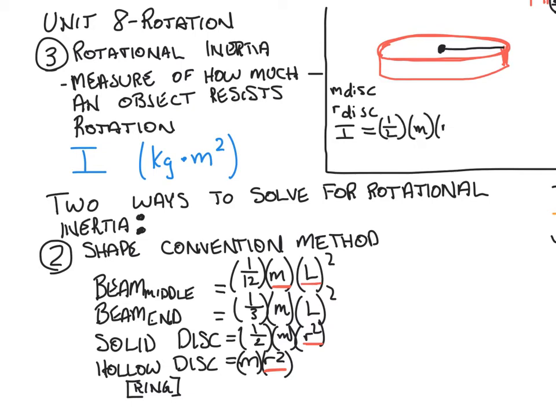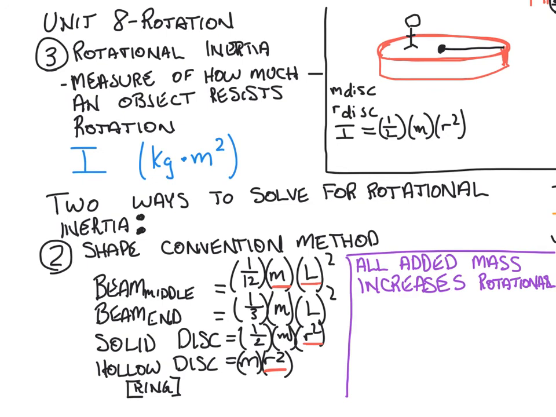But what if we placed an object on the disk? You can think about it like a merry-go-round with a bunch of children on it. The merry-go-round is much easier to push without the children on it, because without the children, the merry-go-round has smaller rotational inertia. But once we place objects on the spinning disk, we increase the rotational inertia. By what factor? Well, all added mass increases rotational inertia by a factor of mr squared.